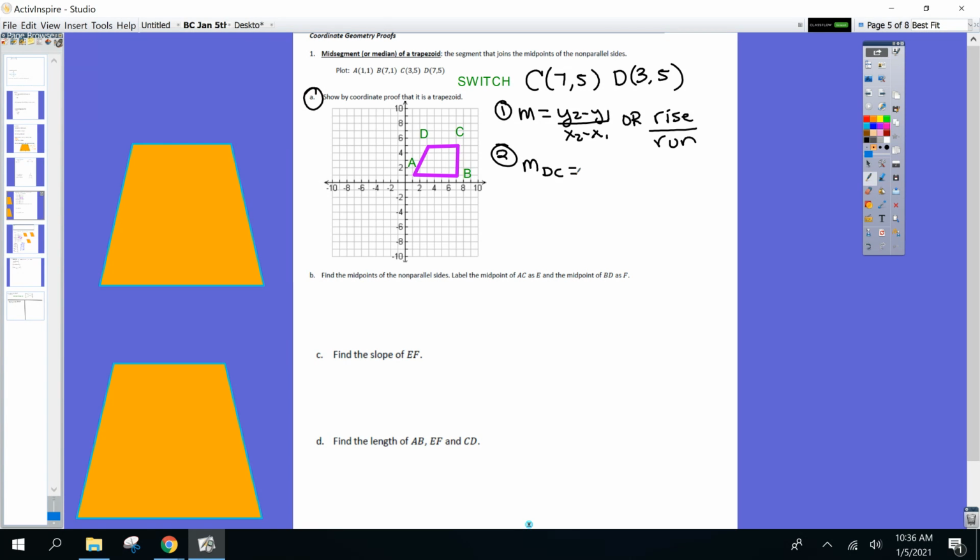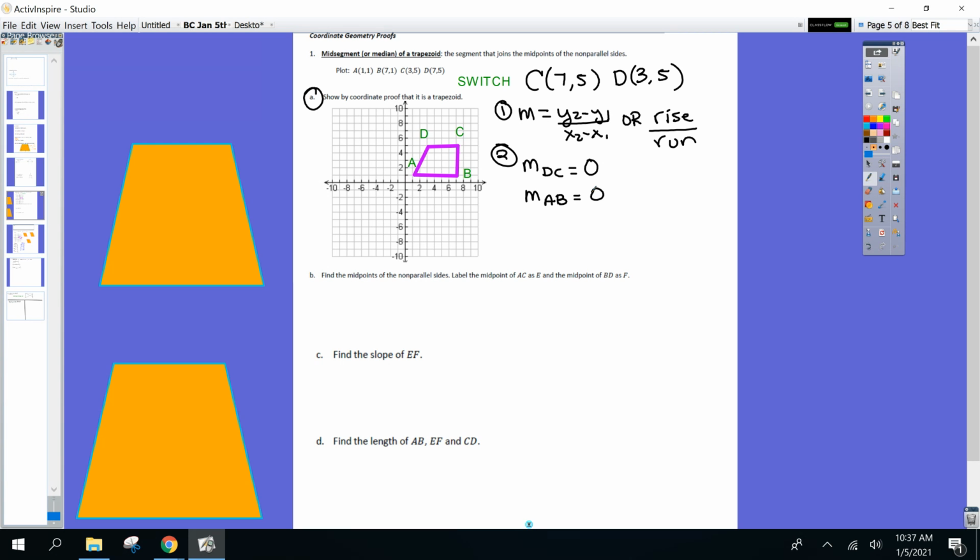That's 0. The slope is 0 if it's a horizontal line. Perfect. Let's go slope of AB. Hey, good news again. It's also a horizontal line. So we could say the slope of AB, also 0. Oh, DC and AB have the same slope. That must mean something, which I'll ask somebody in a second.